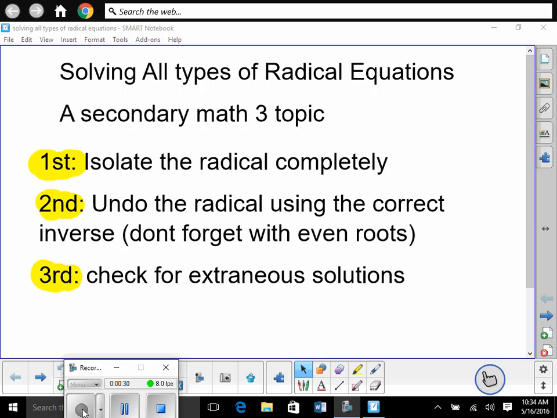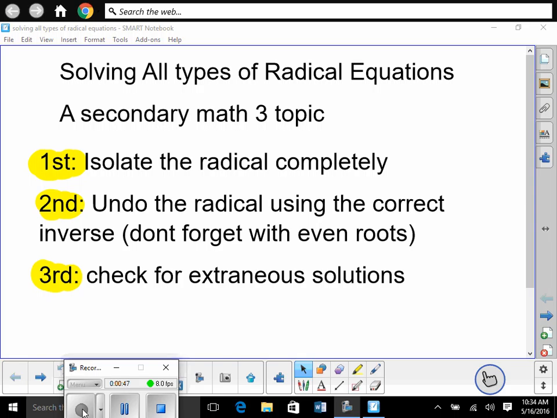So if it's a square root, don't we square both sides? If it's a square, don't we square root both sides? If it's a cube root, don't we cube both sides? You get the gist of it, right? Okay, and then after you undo the radical, you'll algebraically solve for the variable.